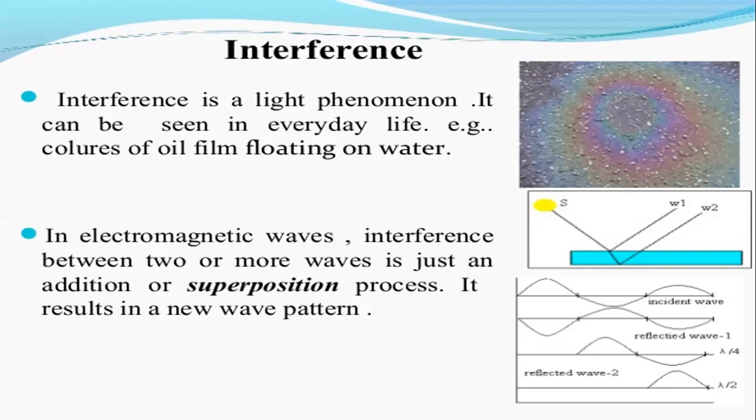And in the electromagnetic waves, interference between two or more waves is just an addition or superposition process.